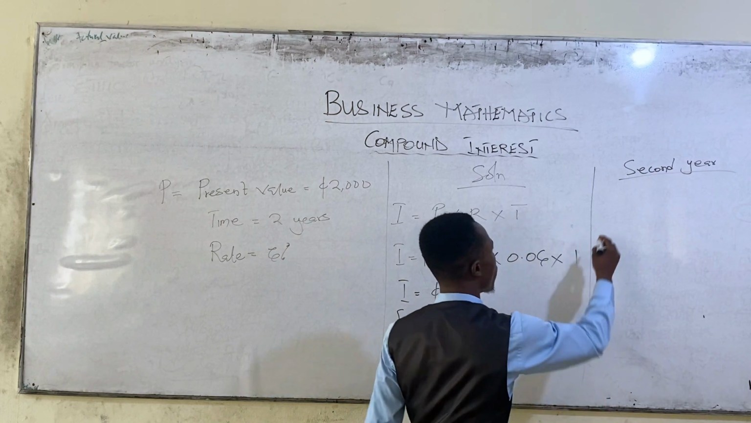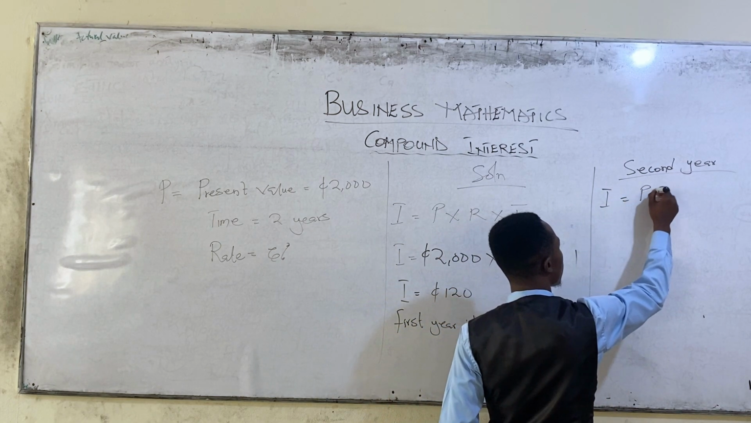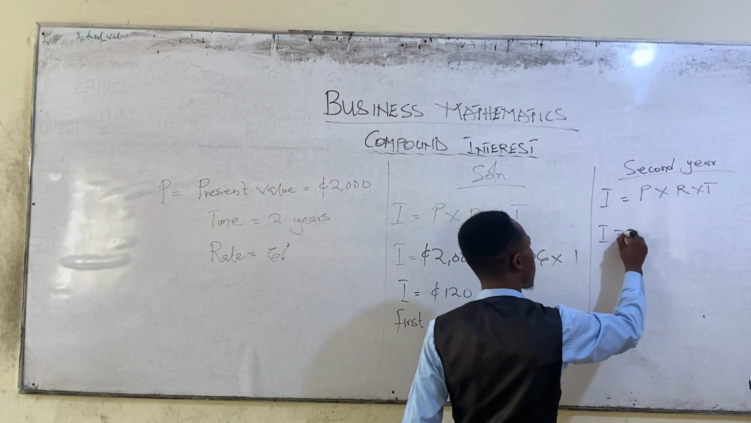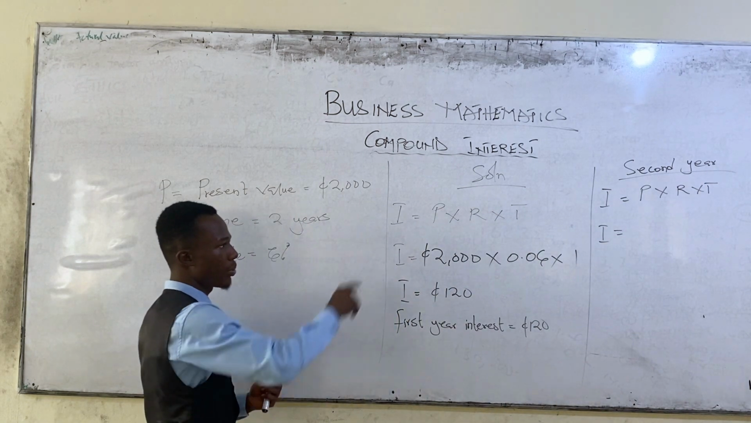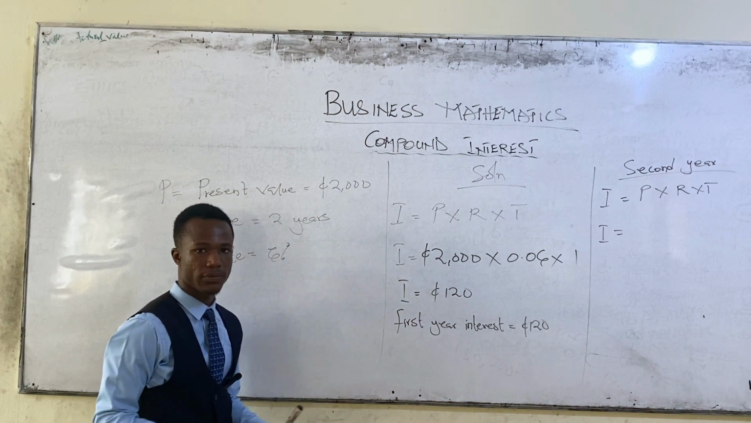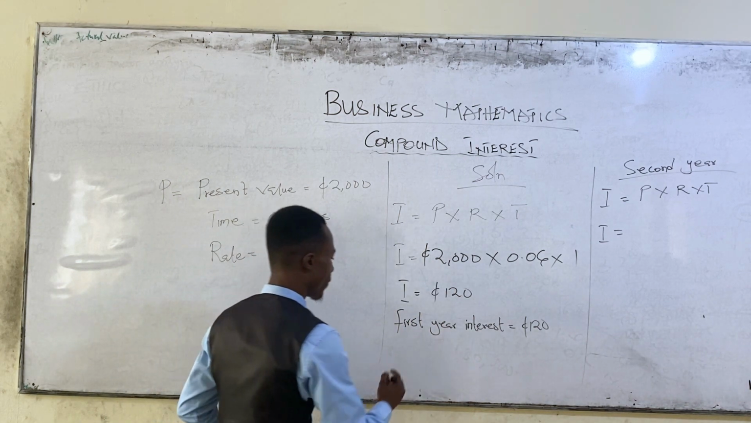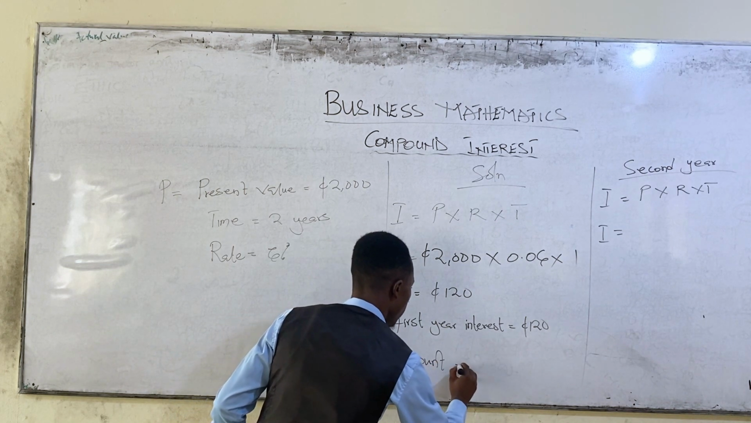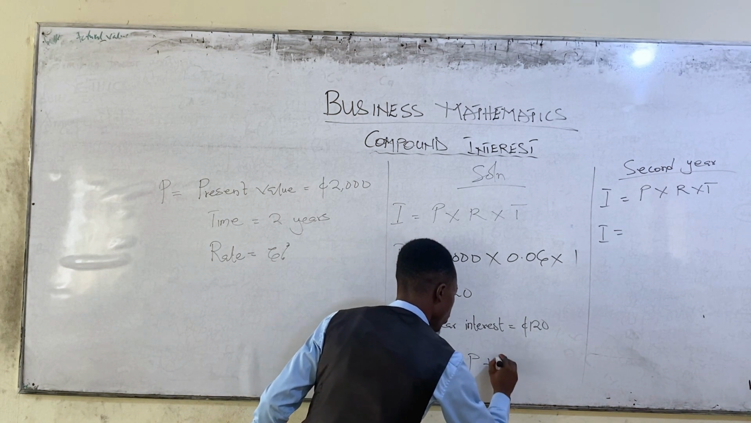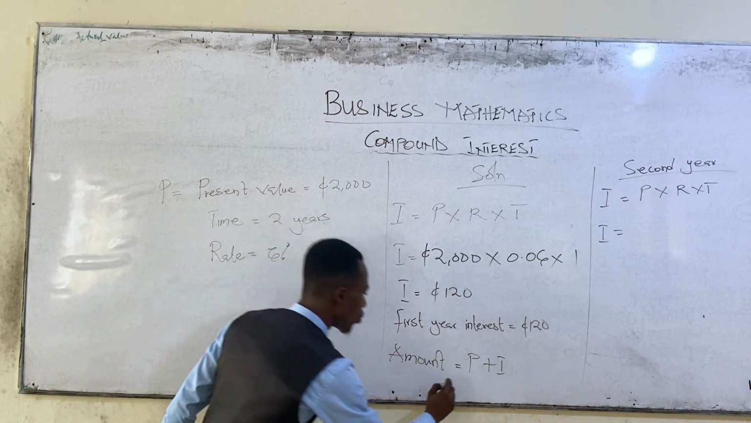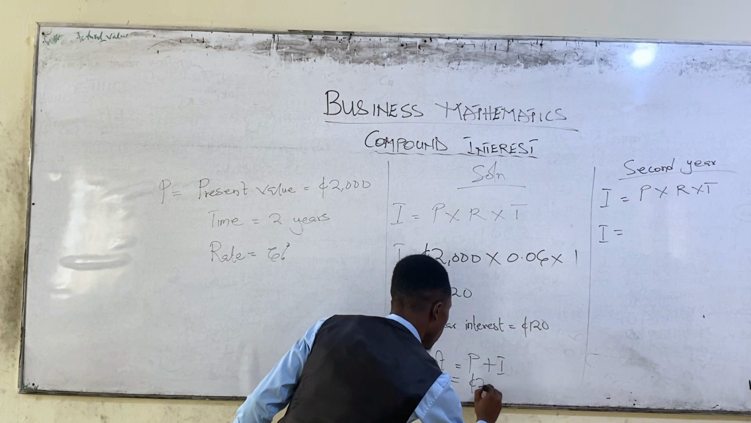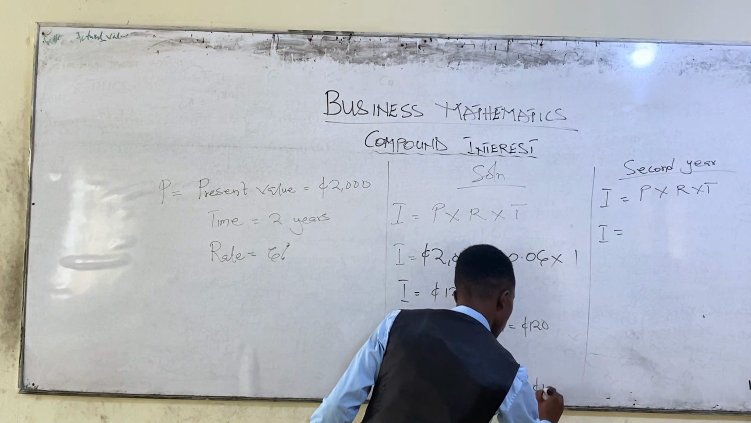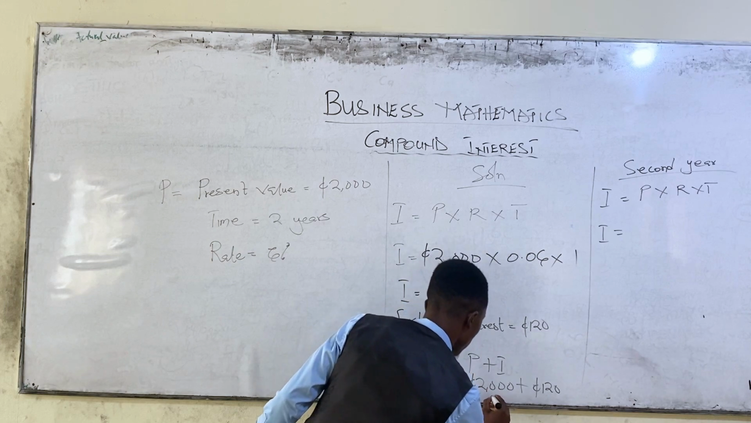For the second year, we are going to do the same. Our interest is equal to principal times rate times time. So our interest for the second year is going to be, now our principal is not going to be this 2,000. Our principal is going to be the amount after the first year, which is our principal plus interest. So it is going to be our principal, which is 2,000, plus our interest, which is 120. So therefore we have what?